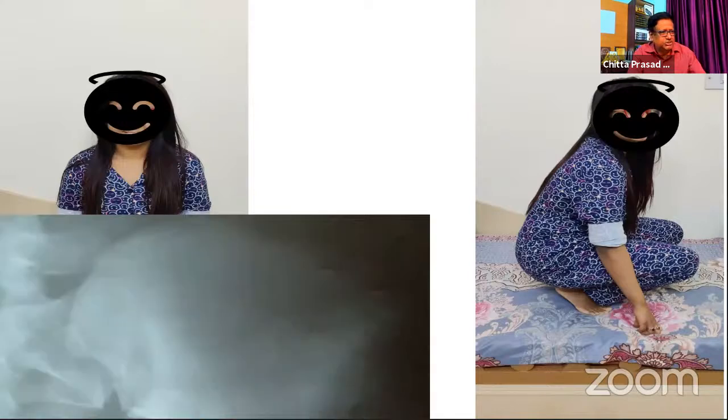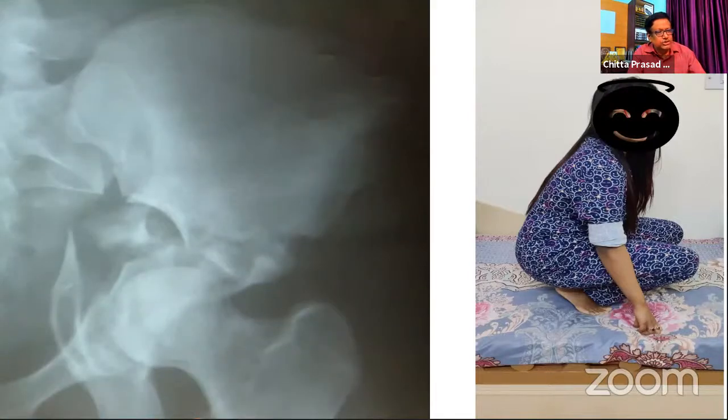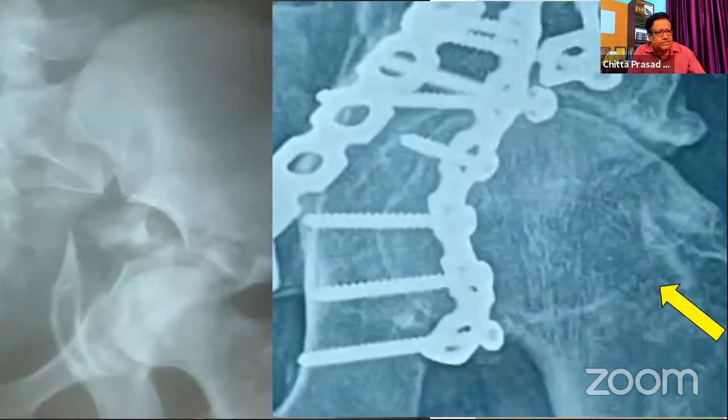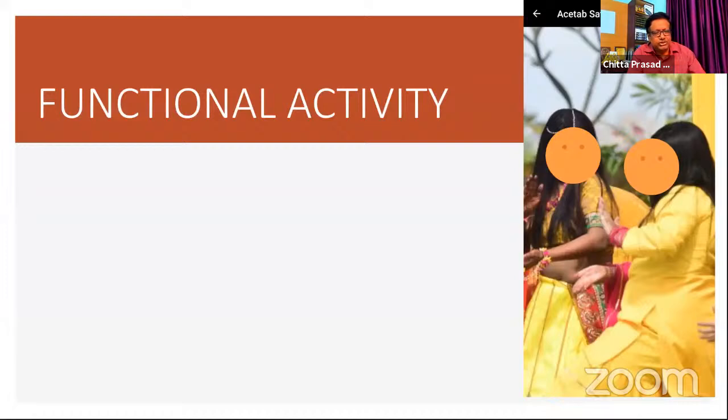Her husband took these pictures. I never knew she got married. This is the current status. And she sent me some pictures with dancing. She is dancing in the wedding. So her functional status so far has been good, despite losing a lot of articular blocks.